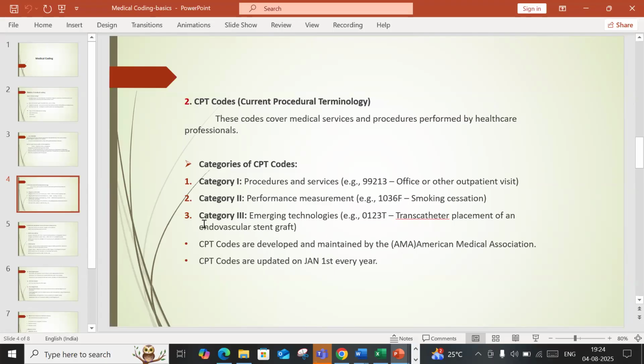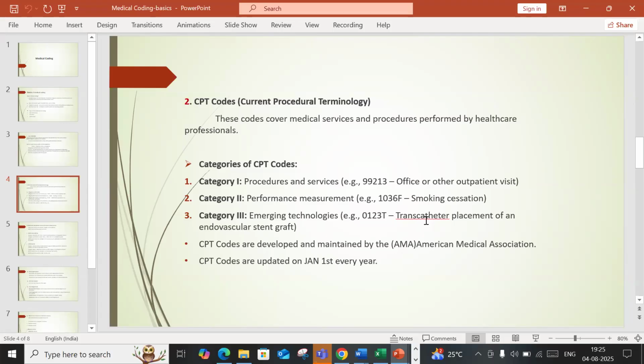And next, CPT Category 3 codes. These codes we are reporting for emerging technologies. These are temporary codes. Emerging technologies are nothing but technologies that they use during any procedures, right? For those technologies also we have to report codes. That is what CPT Category 3 codes are. Example, 0123T. This Category 3 code ends with the letter T. This is the example for transcatheter placement of an endovascular stent graft.